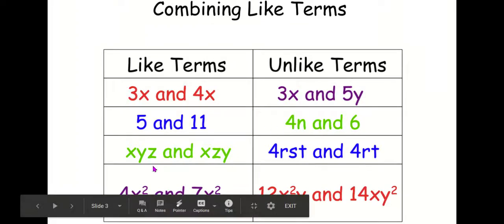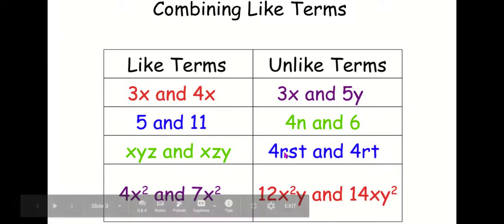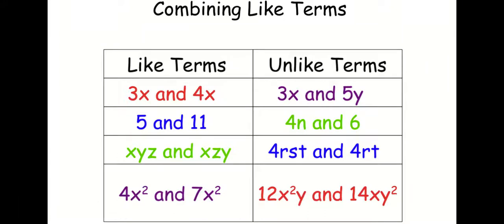For this one, we have x, y, and z, and x, z, and y. Even though they have a different order, they're still the same variables. And even though they're being multiplied in a different order, they would have the same product. Here, it's missing s. Over here, they have the same variable and the same power, whereas they're different on the one on the right.